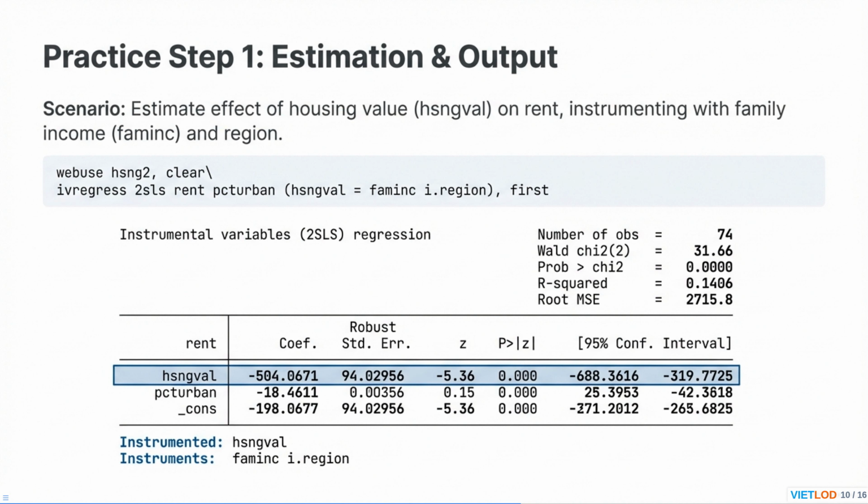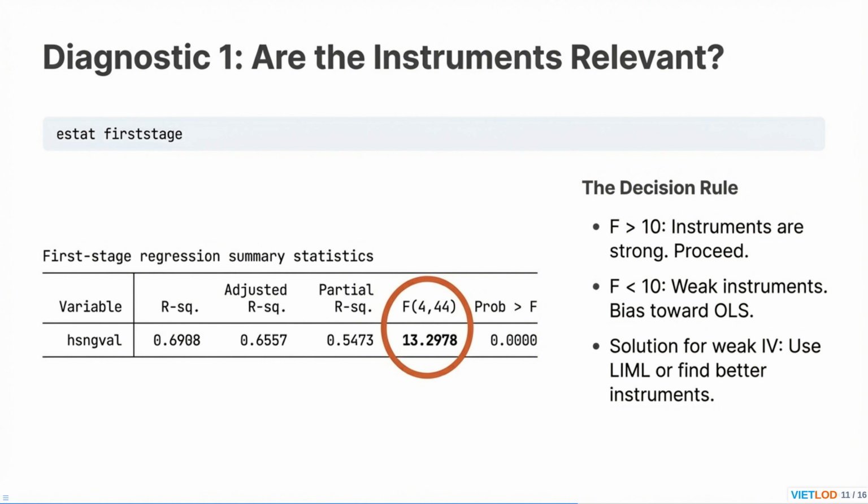This unexpected result highlights why we cannot take the initial output at face value in IV regression. We must move on to diagnostic tests to check the relevance and validity of our instruments. For instance, we'll need to verify if family income and region are strong enough instruments and if they satisfy the exclusion restriction.